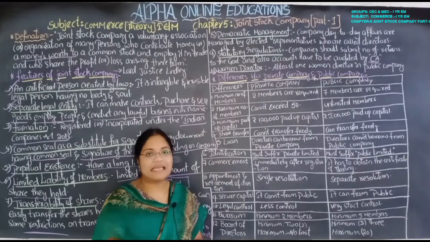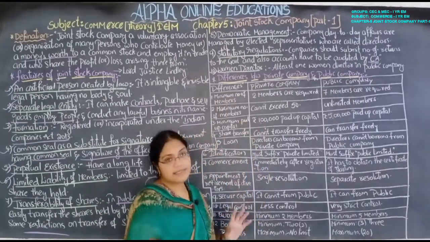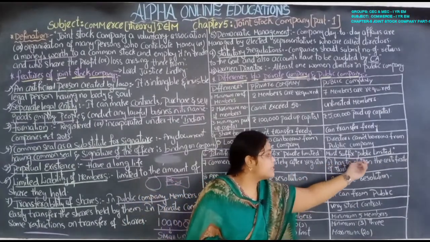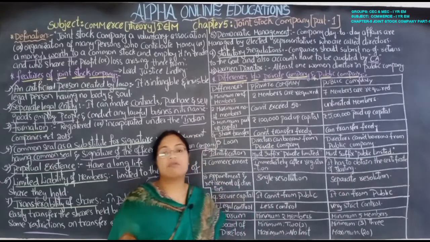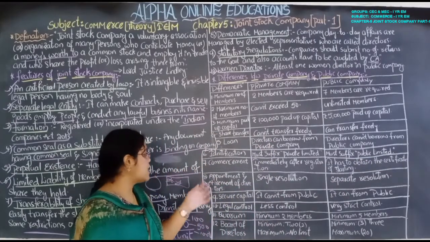Commencement means starting of the business. Immediately after registration the private companies can start, but in the case of a public company it has to obtain the certificate of starting. After that only it can start.